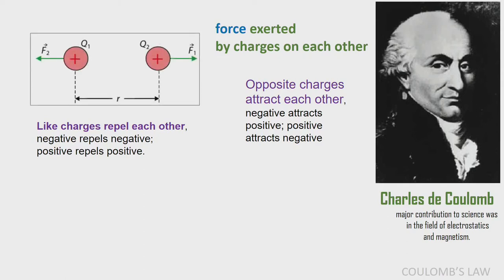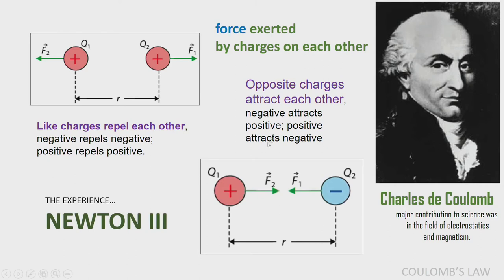He says, well, we know by now that like charges repel, and opposite charges attract. But do you know that the force that this charge exerts on that one, which is the green one, the F2, is the same as the force that this one exerts on that one? So the forces are of equal magnitude. Remember Newton's theory when body A and body B? That's right. So whenever you have two charges, the forces that they exert on each other are equal.